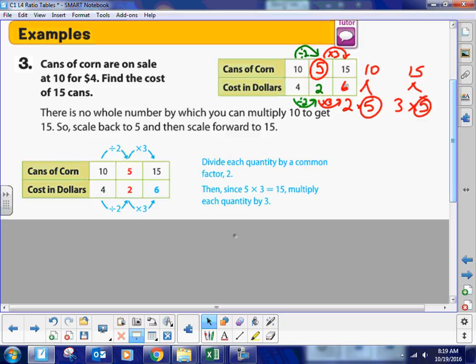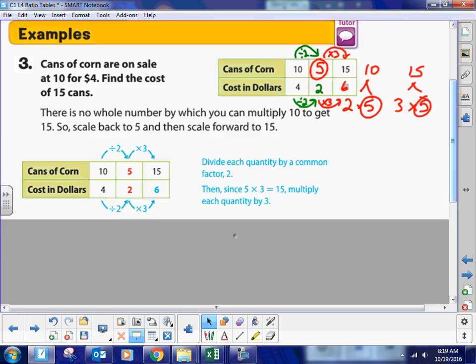They show it here that we're correct. Divide each quantity by a common factor of 2. Okay? Again, I wouldn't call it divide each quantity by a common factor of 2. I mean, I guess so, since both 10 and 4 have 2 in them, but I wouldn't have done that. What I would have done is found the greatest common factor and put that in the middle. Okay, just like I did.